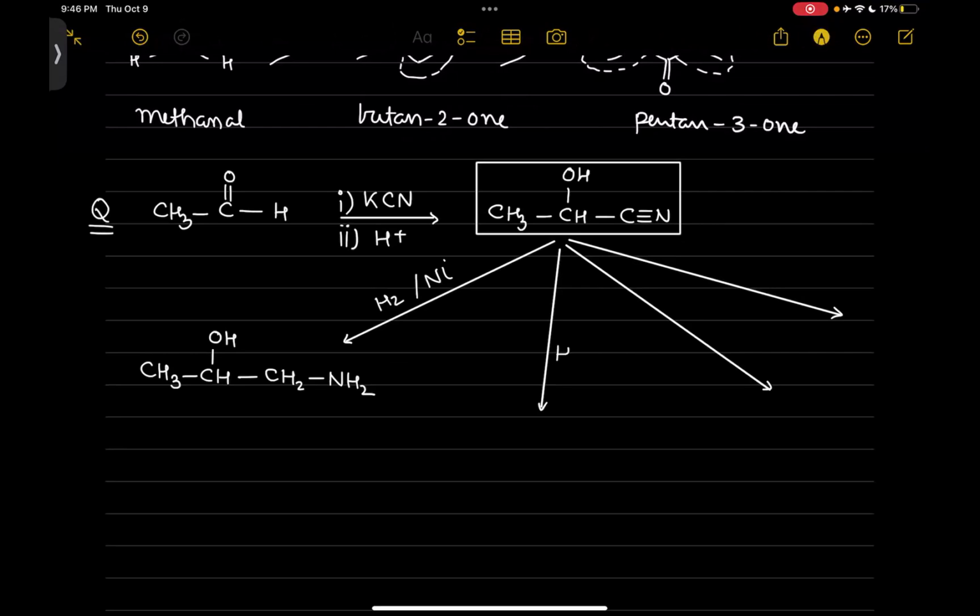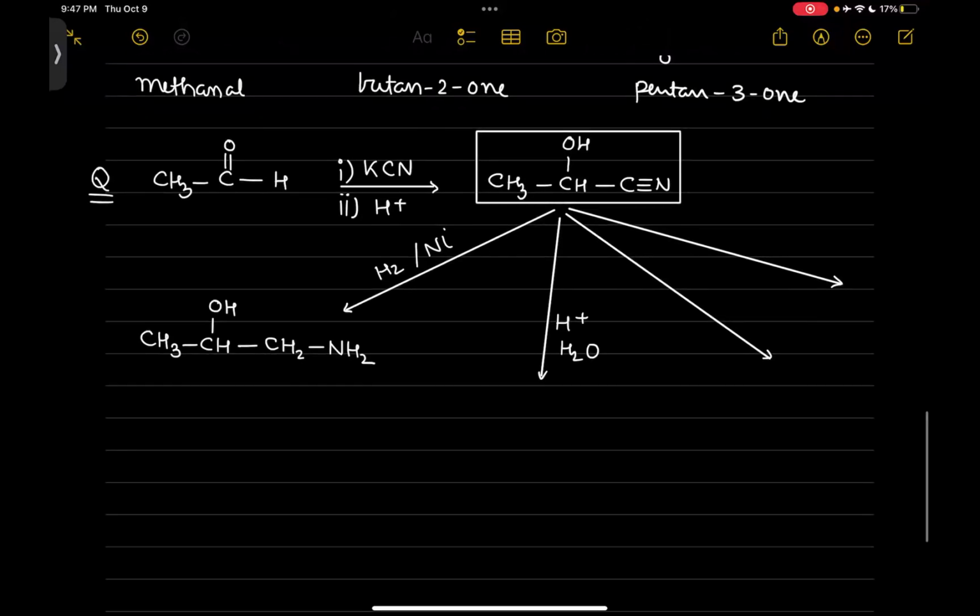If I do the complete hydrolysis with excess of water, the CN triple bond will be hydrolyzed, and you will get 3 OH groups. Got it? Those 3 OH groups will convert to a carboxylic acid. Getting my point or not?